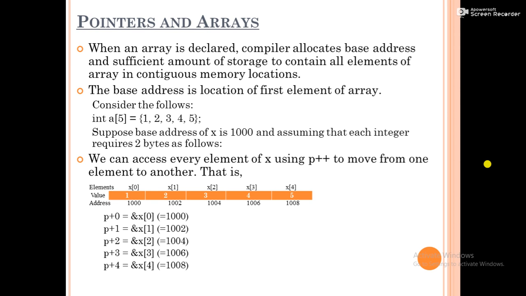Suppose we are starting with 1000, and assuming that each integer requires 2 bytes, right? Because this is a data type of integer. We can access every element of x using the pointer p, incrementing the pointer variable to move from one element to another. That is, p plus 0 equals &x[0] equals 1000. So 1000 is a memory location, or a memory address, and using that memory address we can access the value at that address, right? Like this we are going to access the values.